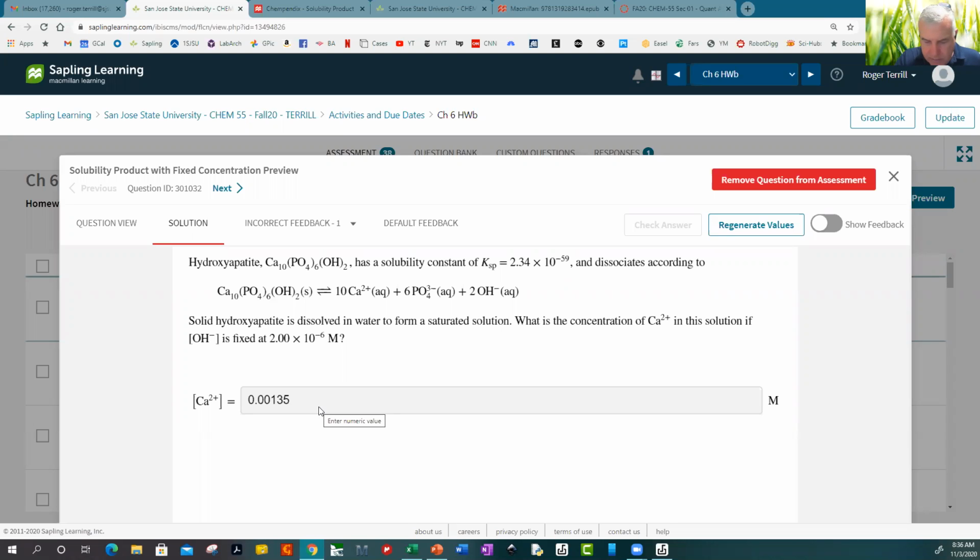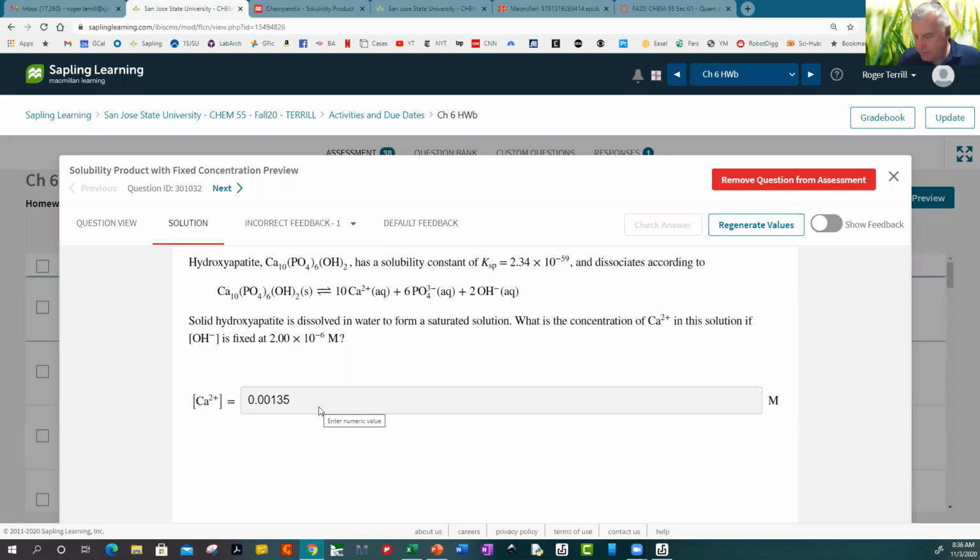We've got calcium phosphate hydroxide. It's kind of a weird sort of complex ion, but this hydroxyapatite is what your teeth enamel is made of. Yeah, I know. It was a little bit hard to solve, wasn't it? So let me just do it, and then we can work through it.